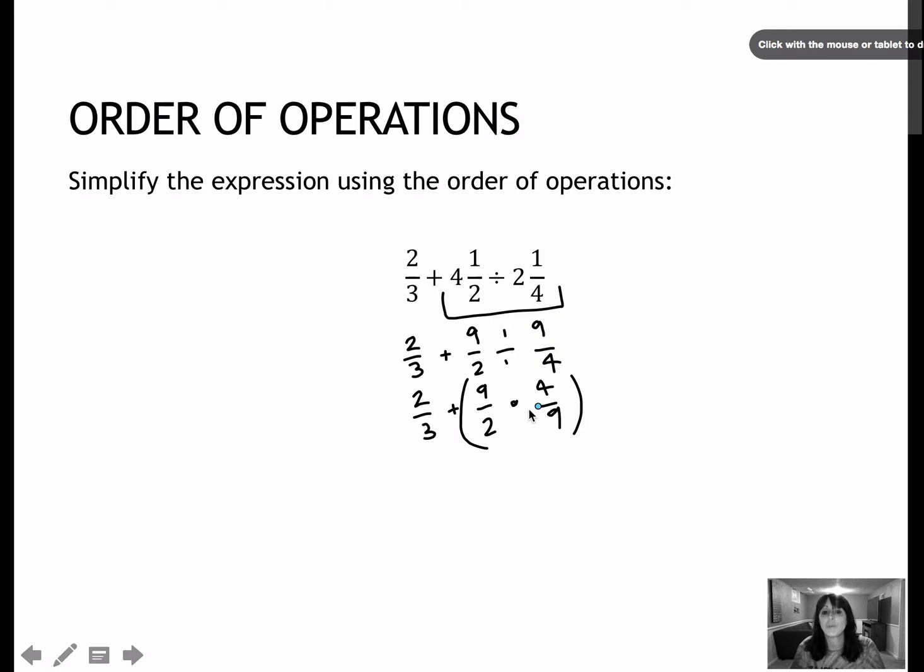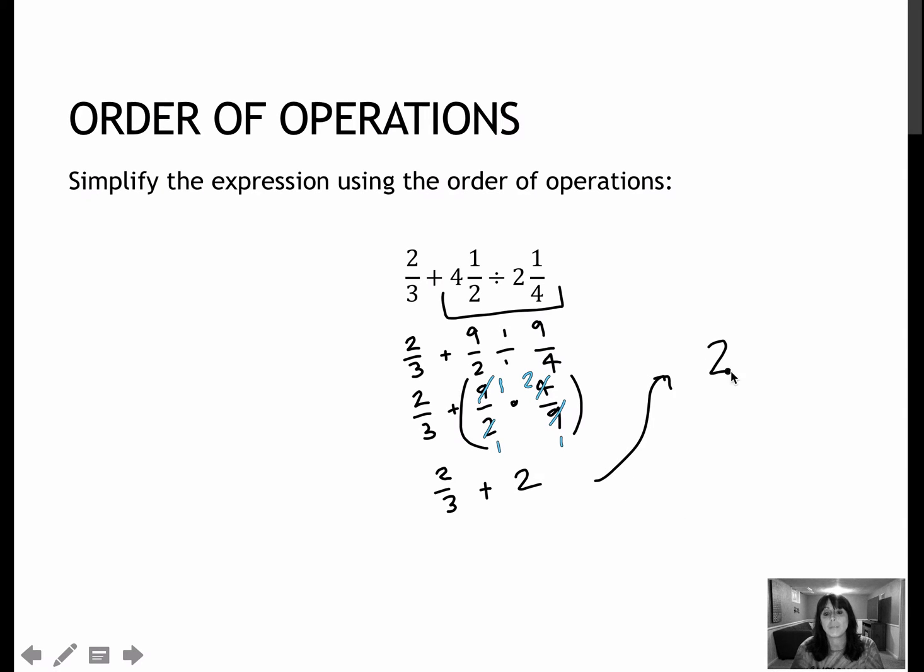Again, I like to simplify before I multiply, so my 9's will cancel and I'll get 1's. My 2 will reduce to 1 and my 4 will reduce to 2. So now I have 2/3 plus 1 times 2 is 2 over 1. So 2/3 plus 2, which of course is just going to be 2 and 2/3. If you need to, obviously I could have turned 2 into 6/3, which would give me 8/3, but it was easier just to go straight from here to my final answer.